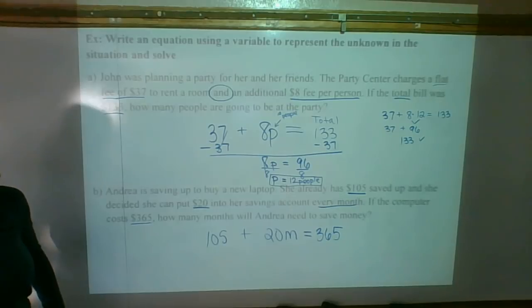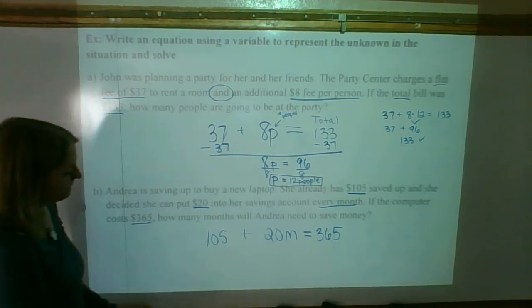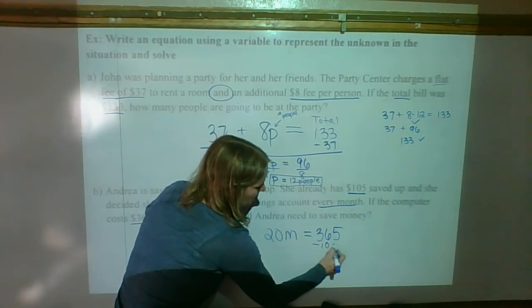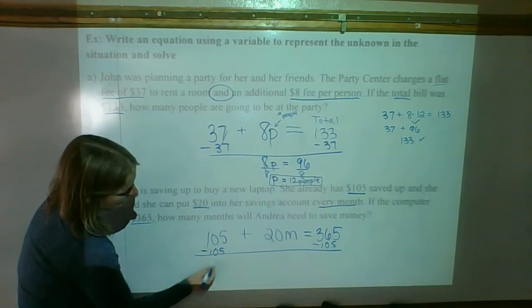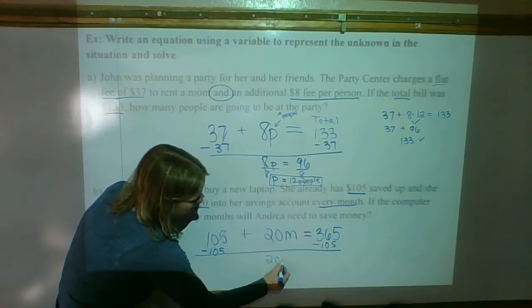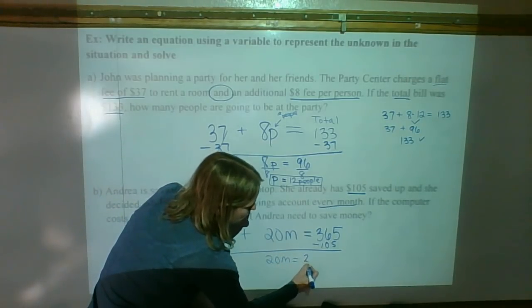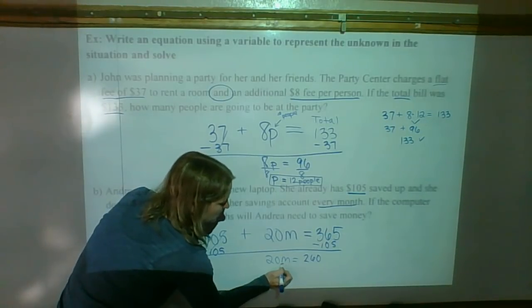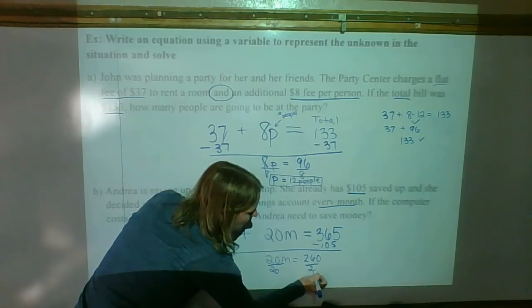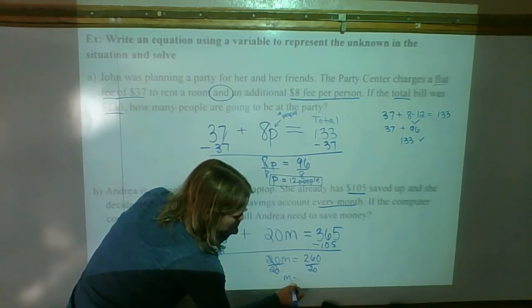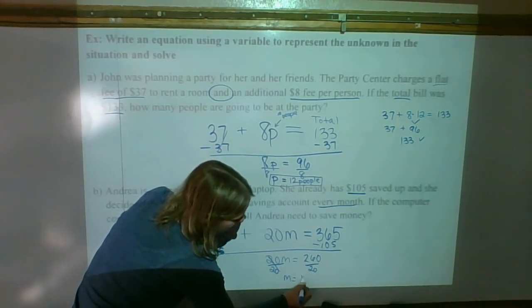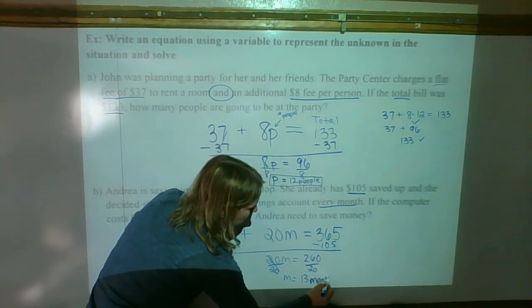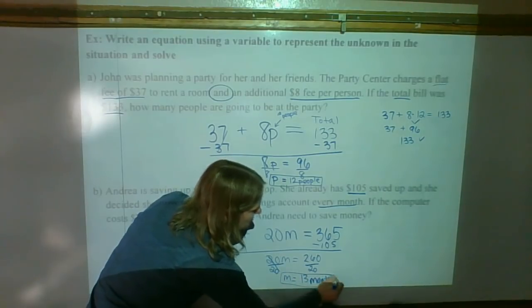Okay, then we solve it. What do we do to solve first? Subtract 105. Yep, subtract that from both sides. Those will cancel and I'll get 20M left over equals 260. And then what? Divide by 20. So those cancel, so I get M equals 13, and M stood for months. So 13 months, you would have enough money.